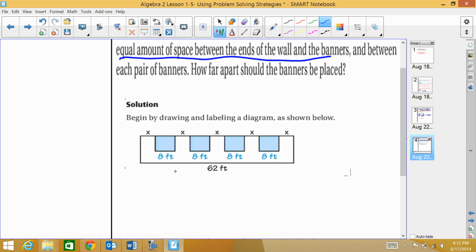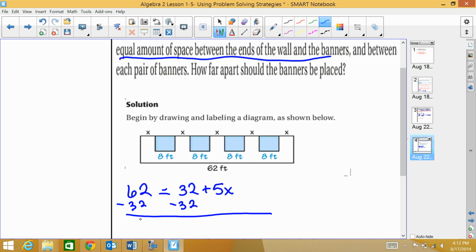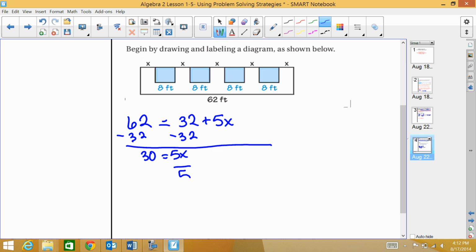So I know the total that I have is 62 feet, so that has to equal something. And then I have x plus 8 plus x plus 8 plus x plus 8 plus x plus 8 plus x to equal the 62. If I take 8 plus 8 plus 8 plus 8, that gives me 32 feet right there. And then I have 1, 2, 3, 4, 5 spaces, so 5x is what I'm trying to solve. I'm going to subtract 32 from both sides, and I get 30 equals 5x. Then I divide both sides by 5 to solve for x. So x is 6 feet. I need 6 feet from the end and 6 feet between each banner to make it work.